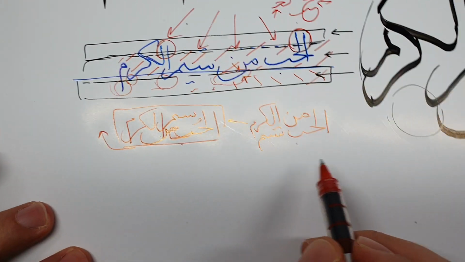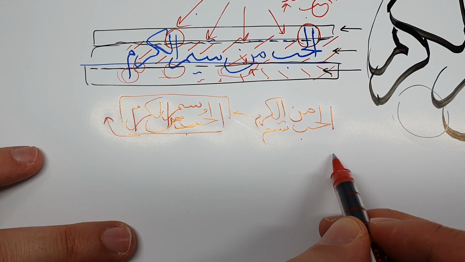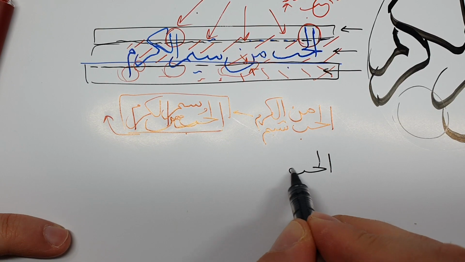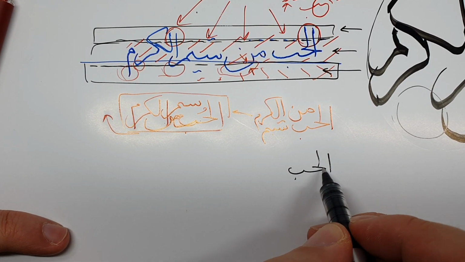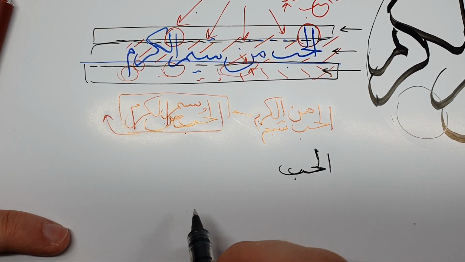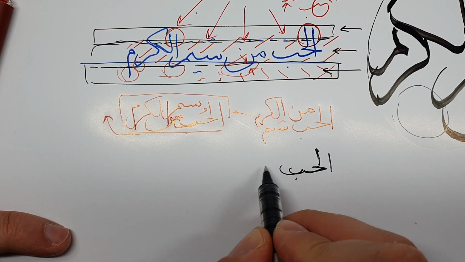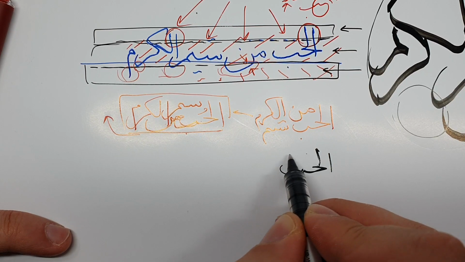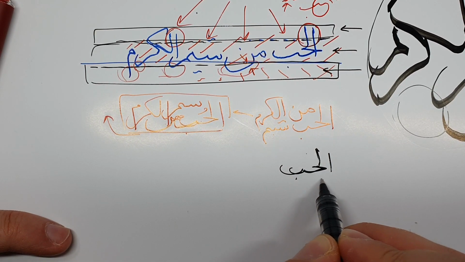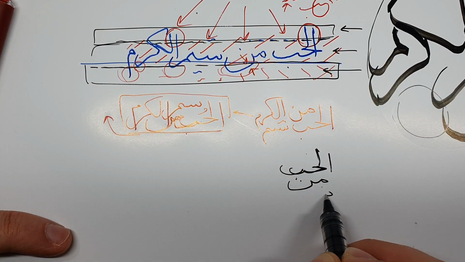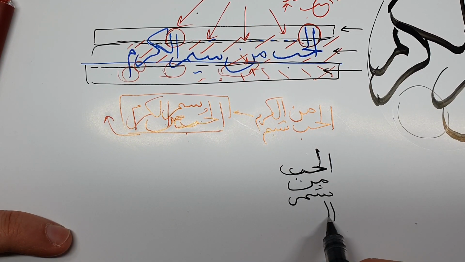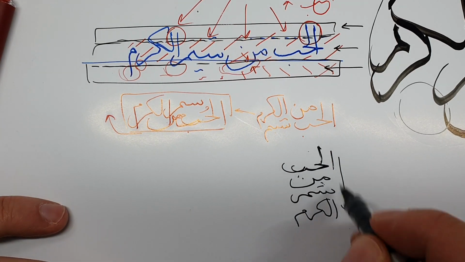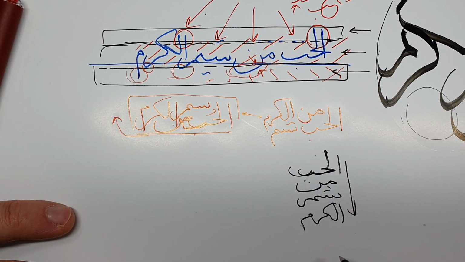If you wanted to do it the other way around, like we did here, you would do, for example, al-hubbu, then you would go down rather than going up. Al-hubbu min, if you can't put it here, it has to go down, something like this. Then shiyam comes after it, then al-karam. In case you wanted to have something vertically arranged, top to bottom.